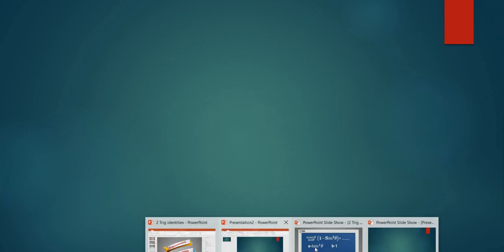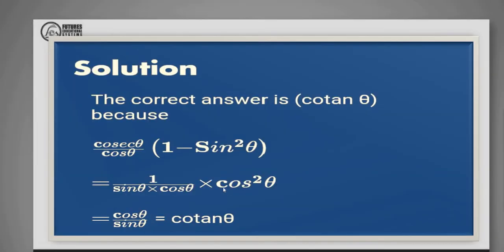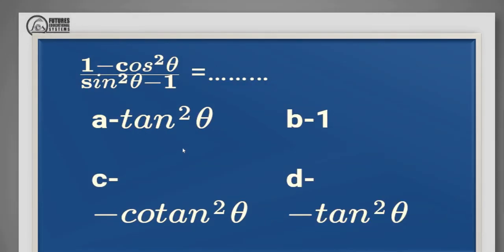Let's review the second example. 1 minus sine power 2 equals cosine power 2. Cosine cancels with cosine, and we get cosine over sine, which gives me cotangent theta.